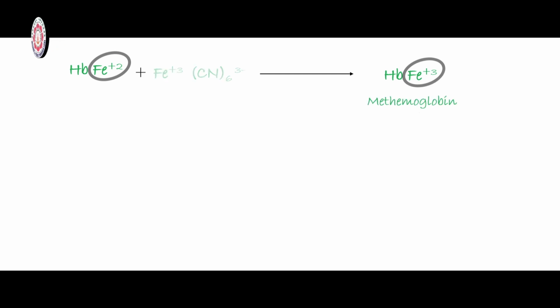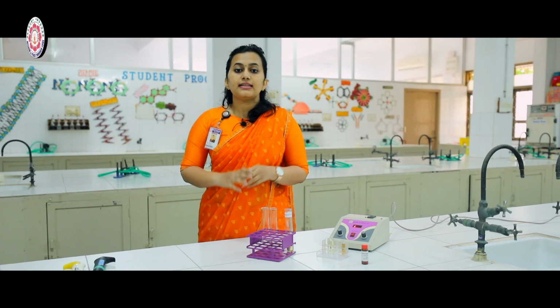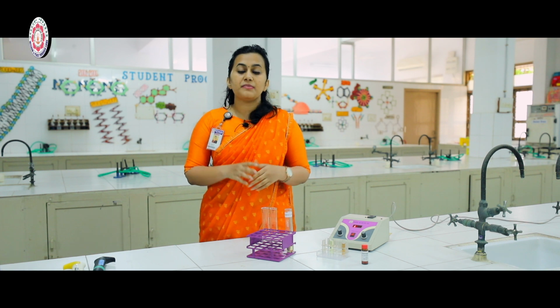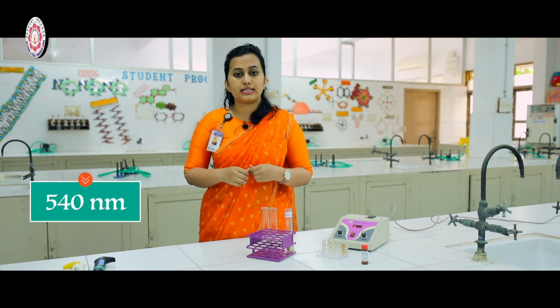This is due to the ferricyanide at alkaline pH. Now this methemoglobin is converted into a more stable compound by potassium cyanide, forming a red colored complex. This red colored complex is photometrically measured at 540 nanometers, and the intensity of the red color is proportional to the hemoglobin content present in the blood.